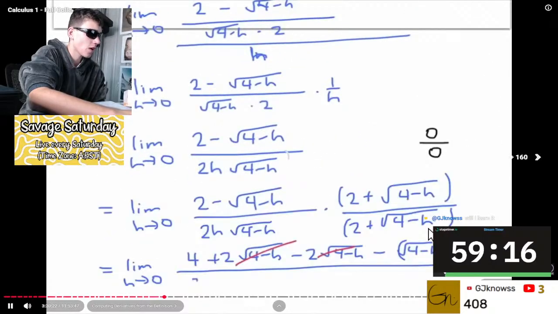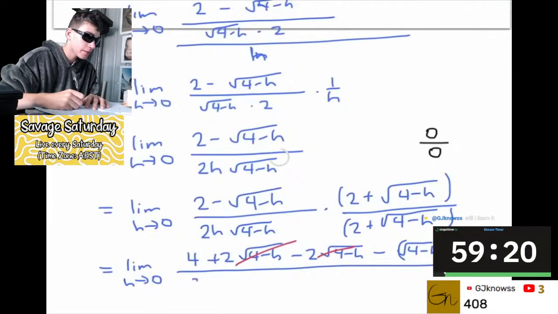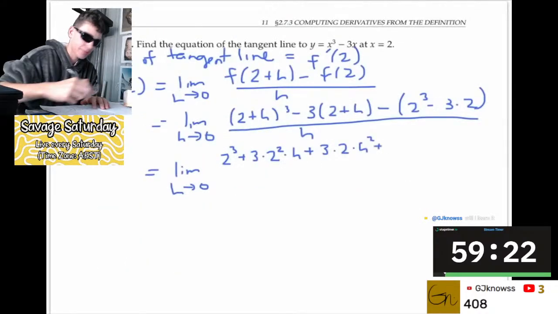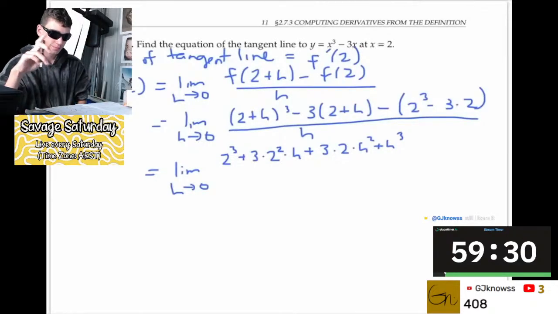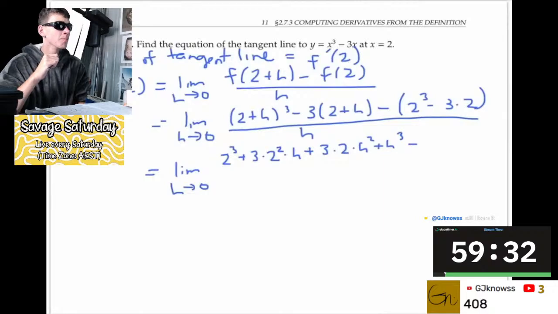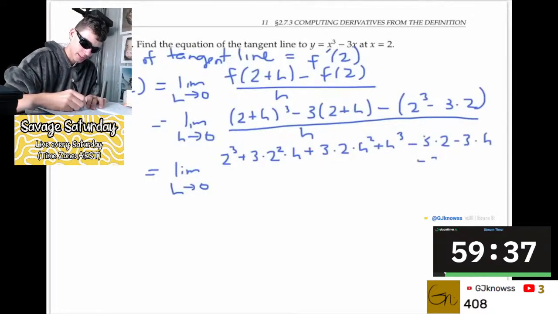Negative times h squared plus h cubed. I'm getting this from the formula for multiplying out a cubic, which I've memorized, but you can also get it more slowly just by writing out 2 plus h times itself 3 times and distributing. Now I need to subtract 3 times 2 and 3 times h. And finally, I need to subtract my 2 cubed and then add my 3 times 2, all this over h.